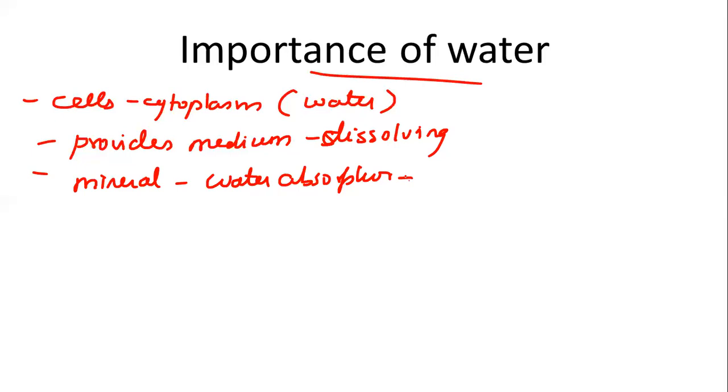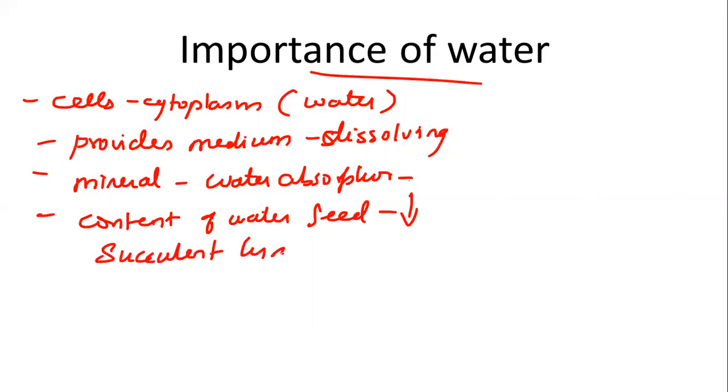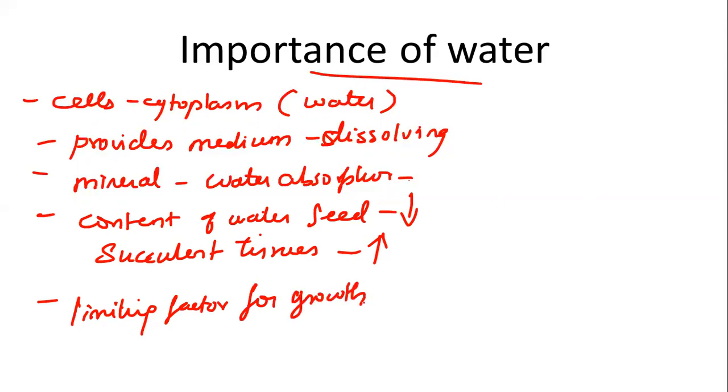The next one is the content of water in seeds. The water content in seeds is less when compared to other parts of the plant. The content of water is very low in seeds and woody plants, whereas succulent tissues, plants which require a lot of water, have a high water content. Usually water becomes the limiting factor for growth. The growth is attained only with the help of water availability, right?